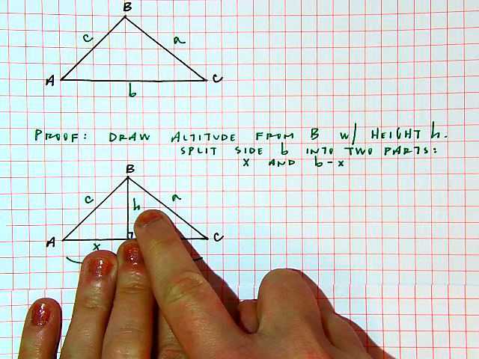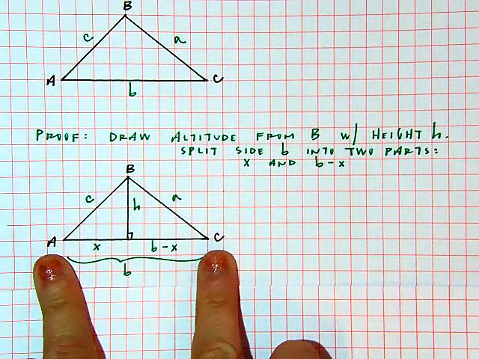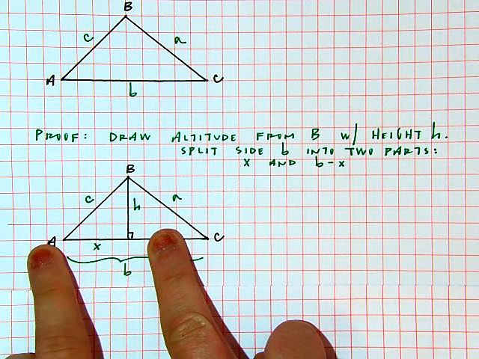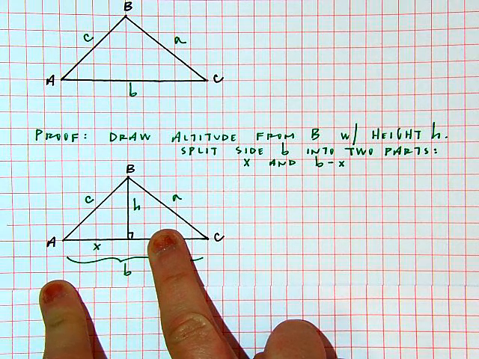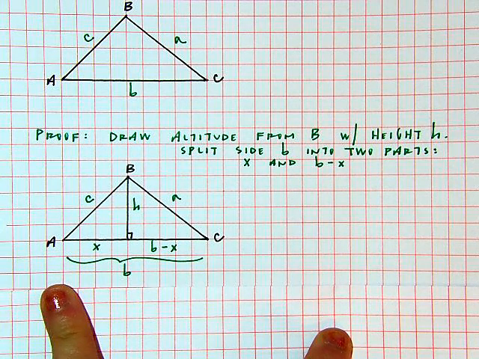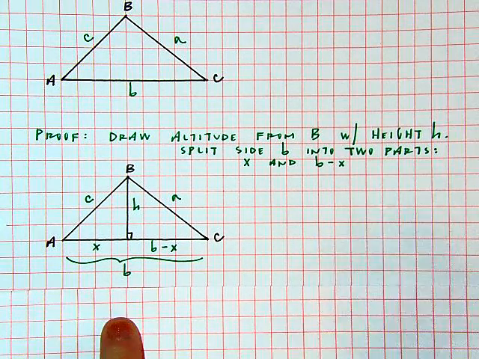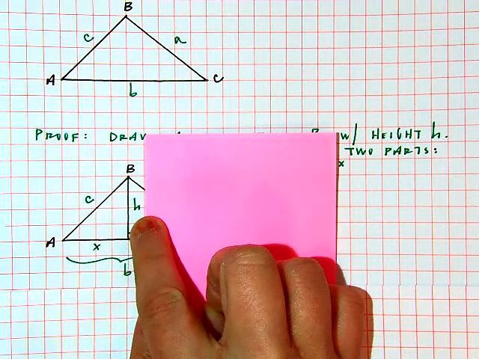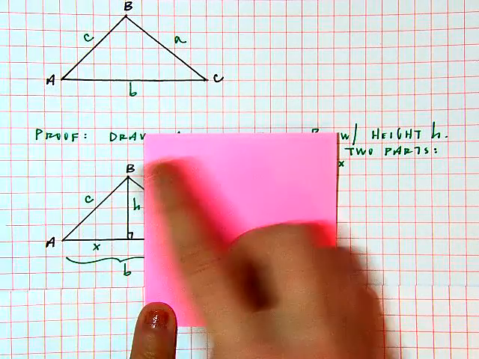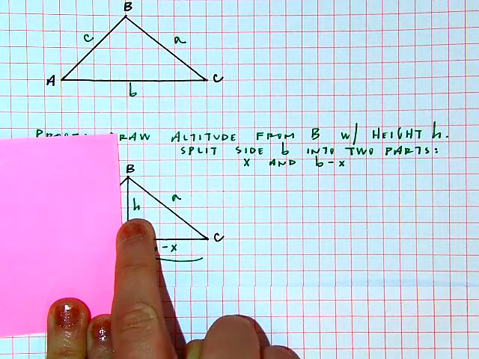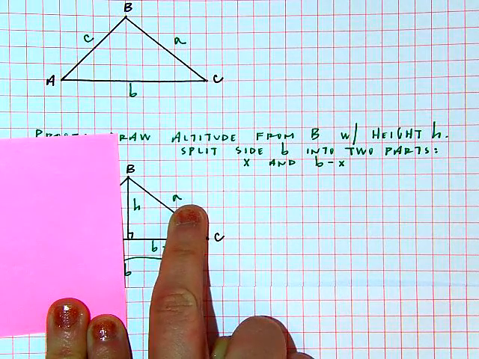We're going to split side b into two parts. So if this is side b, and I call this leg x, well, the other leg is going to be b minus x, like so. So I can see that really what we've done is we've taken a triangle, we've drawn in its altitude, and split it into two right triangles. So I have this right triangle over here, where I have sides x, h, those are the legs, hypotenuse is c, and I have this right triangle over here where I have legs that are b minus x and h, and the hypotenuse is a.